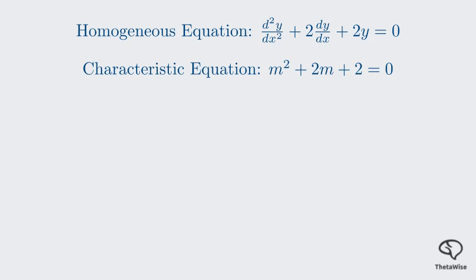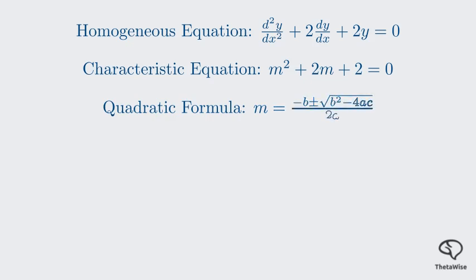Now we need to solve this quadratic equation for m. It doesn't look like it factors easily, so we'll use the quadratic formula. Remember the quadratic formula. For a quadratic equation ax squared plus bx plus c equals 0, the solution is x equals negative b plus or minus the square root of b squared minus 4ac, all divided by 2a. In our equation, a is 1, b is 2, and c is 2.